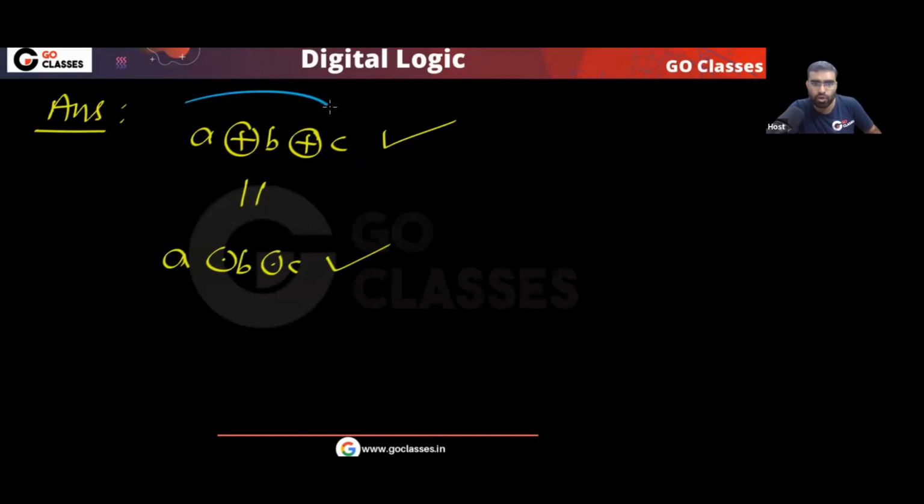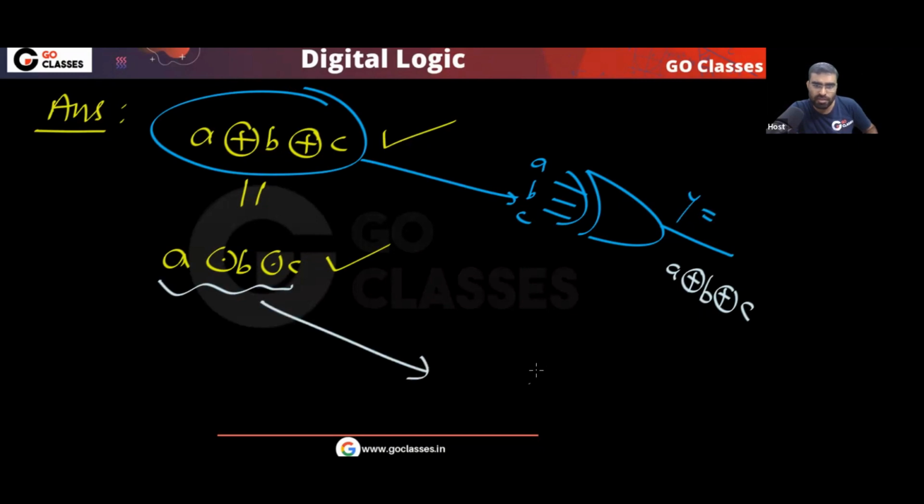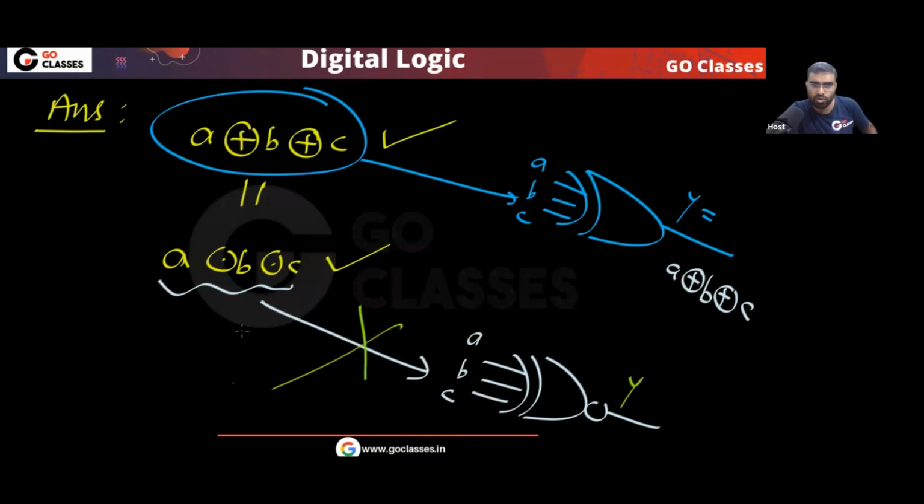See, this is your XOR gate. Yes or no? This is your 3-input XOR gate, that will be A XOR B XOR C. Is this your 3-input XNOR gate? Please tell me. No, this is not a 3-input XNOR gate. Please understand, this is not a 3-input XNOR gate because this is not the same as this.